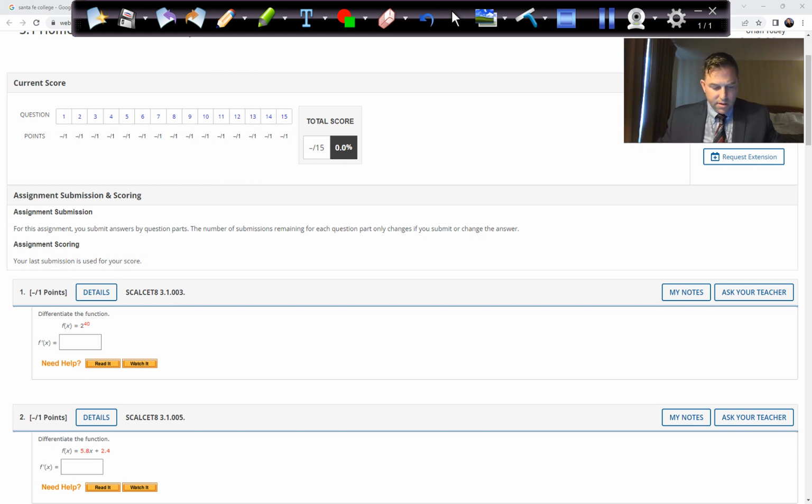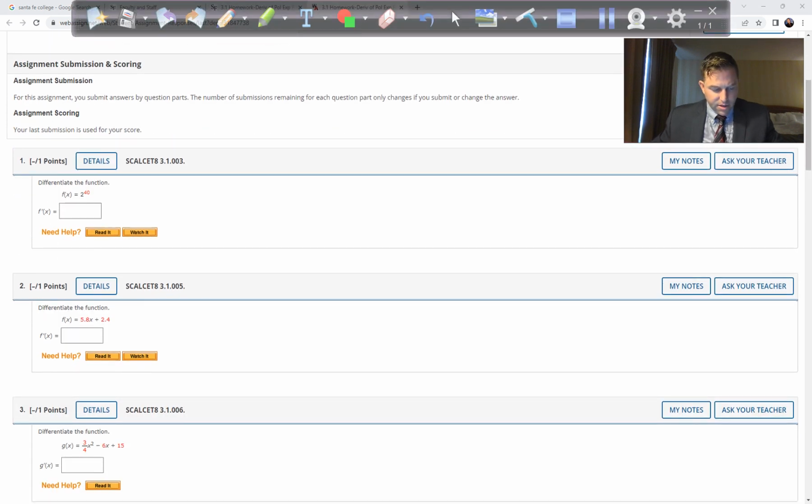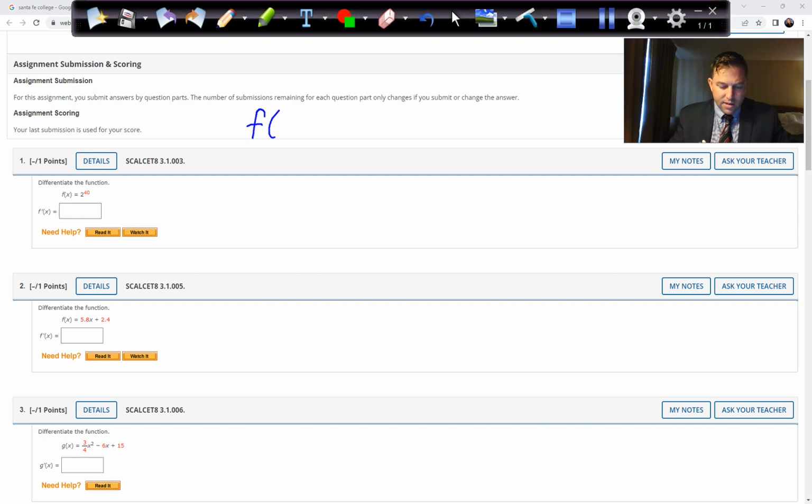So let's look at the first problem. It says, differentiate the function 2 raised to the 40th power. So 2 raised to the 40th power is just some number. It's a huge number, but it is just some number. So the first derivative we're going to learn is the derivative of a constant. So if f of x equals any constant, the derivative of that is 0.